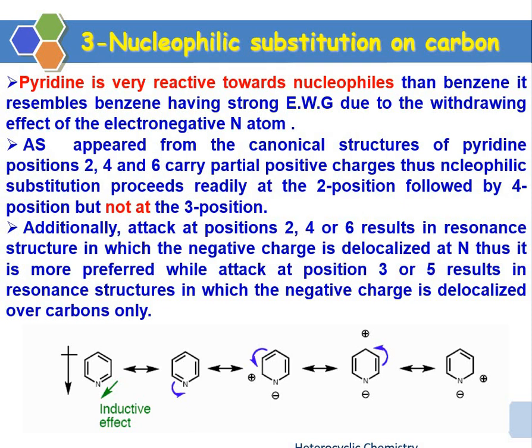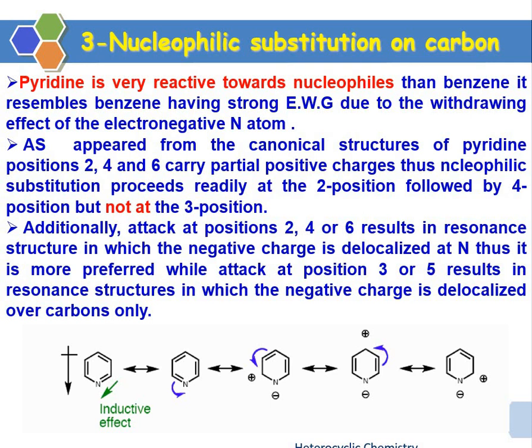It resembles benzene having a strong electron withdrawing group, due to the withdrawing effect of the electronegative nitrogen atom. This is also a very important point. As appears from the canonical structures of pyridine, positions 2, 4 and 6 carry a partial positive charge. Thus, nucleophilic substitution proceeds readily at the 2 position, followed by the 4 position, but not at the 3 position.